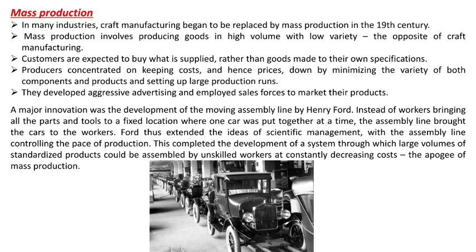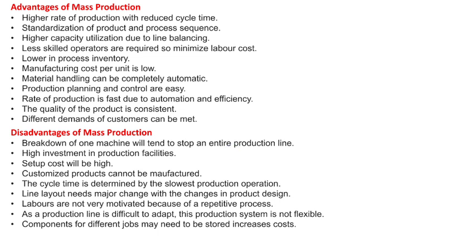Hence, producers are concentrated on keeping the cost, keeping the prices low, minimizing the variety of both components and setup. ഇവർക്ക് maximum profit കിട്ടാൻ വേണ്ടിയിട്ട് then they will focus on minimizing the cost of raw materials used, right? So here we see the advantages and disadvantages of mass production. Advantages, of course, higher rate of production കിട്ടും, reduce cycle time ആണ്.